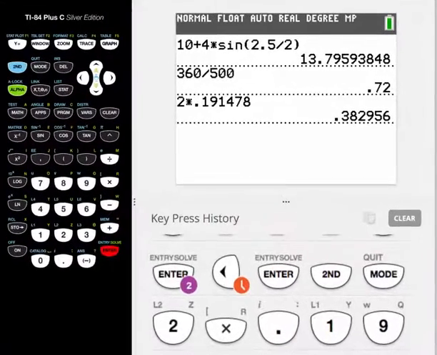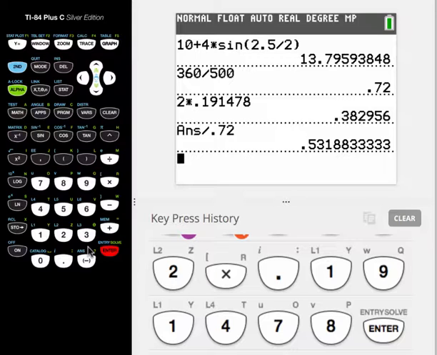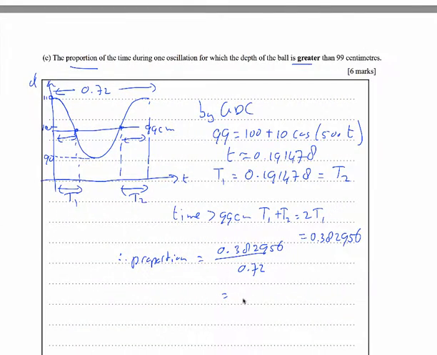0.72. Okay, good. So divided by 0.72. All right, so this is 0.5318, so it's 0.532. So it's a little over 50%, and that makes sense because 99 is below 100. So it's 50% above 100, 50% below 100, so it should be more than 50% above 99. So it makes sense. Good.